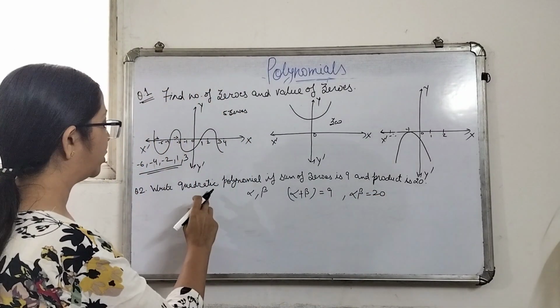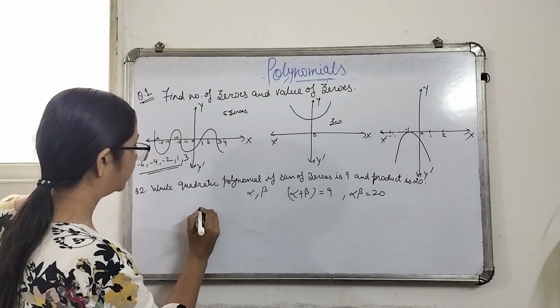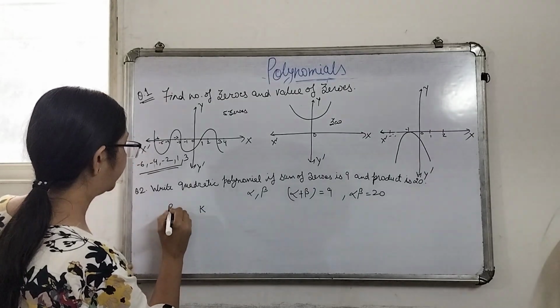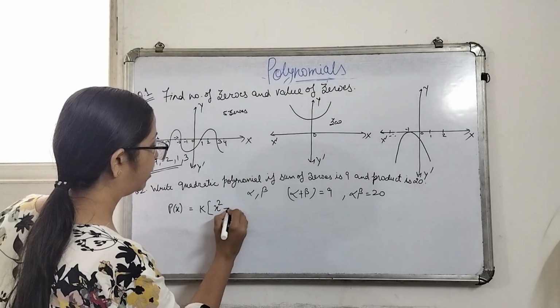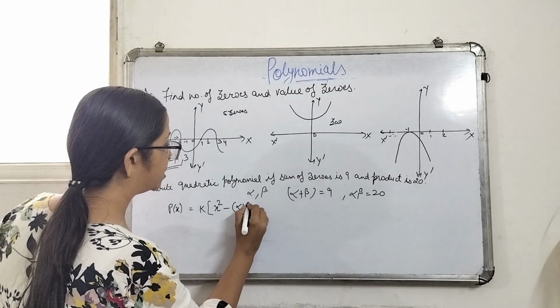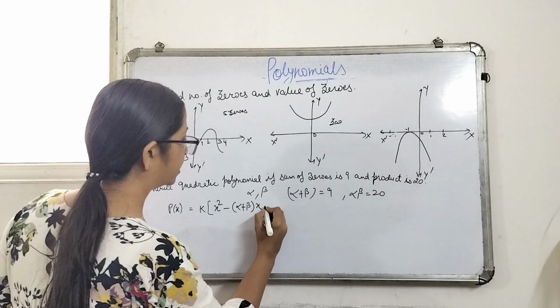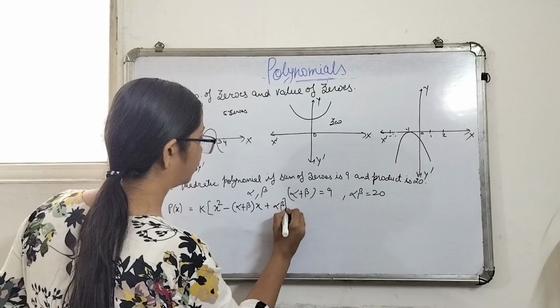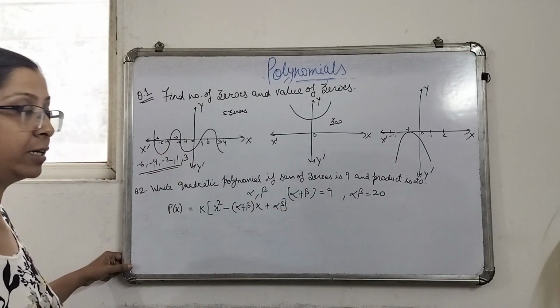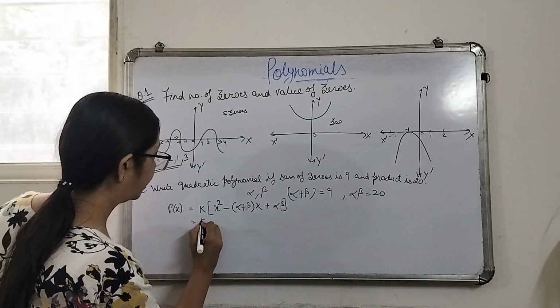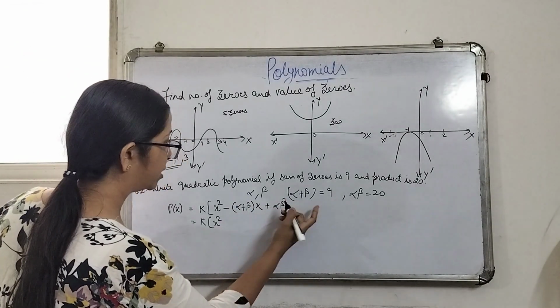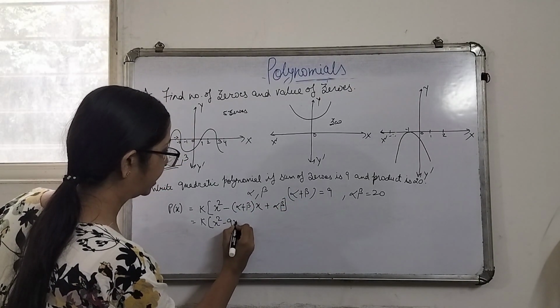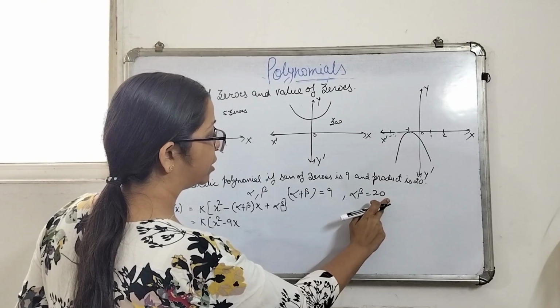We know that the quadratic polynomial, if it is in terms of x, will be p(x) equals k multiplied by x square minus sum of the zeros multiplied by x plus product of the zeros, where k is any real number. So k x square minus 9x plus 20, since the sum of the zeros is 9 and the product of the zeros is 20.